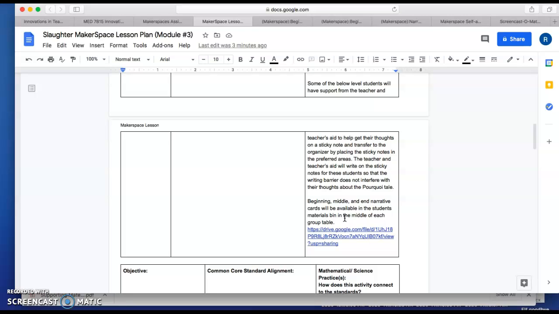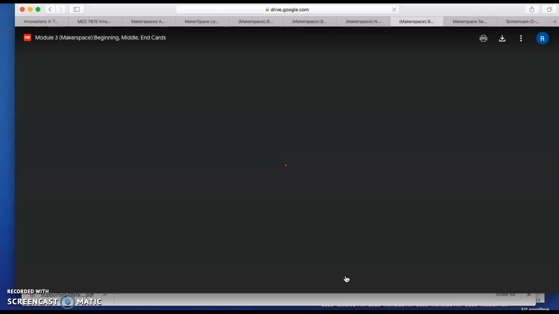There's no student who is singled out and just given these. I'm not just giving it to those students because I do feel like that is kind of calling them out, and I do feel like in third grade they can become embarrassed by those kinds of things. So the beginning, middle, and end narrative cards look like this. And this can help any of my students.